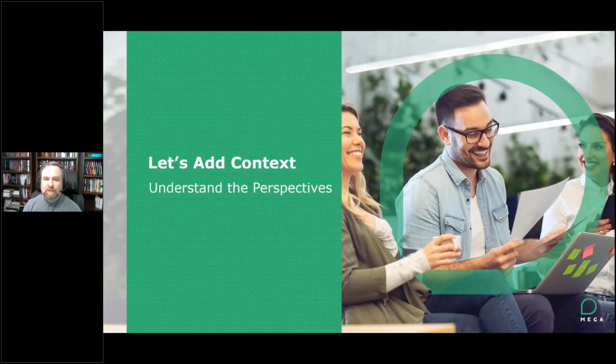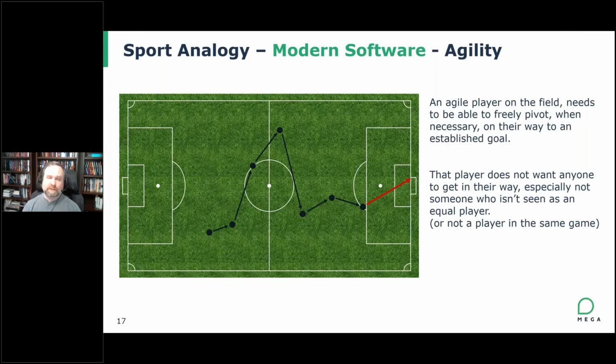So I put this into a context and I use analogies. I'm a fan of analogies to articulate the point. And so in this case, I'm going to use a sport analogy. I'm going to take that of, in this case, it looks like a soccer field. We've got a player on the field, and this represents those working on software development or architecture. They need to move fast. They need to pivot. They have specific goals that they're trying to achieve, and they should be able to achieve them. Right? It makes sense.